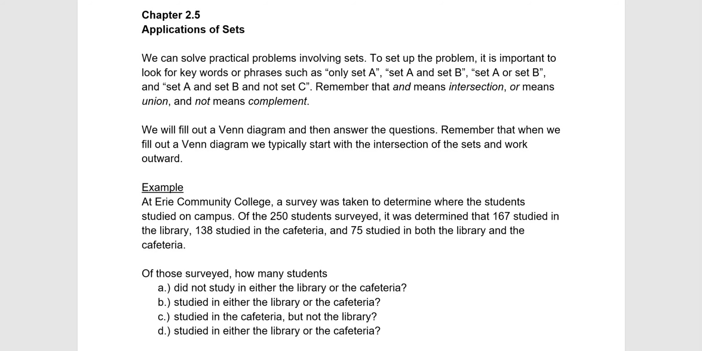For chapter 2.5, now we're going to be going over some applications of sets. Before we do this, there are several important phrases or keywords we have to watch out for, such as only set A, set A and set B, and set A or set B. And also another one could be set A and set B, but not set C. So what we have to remember here is that and means intersection, or means union, and not means complement.